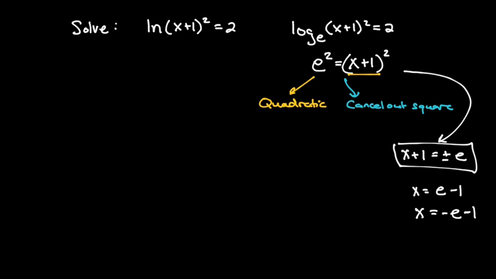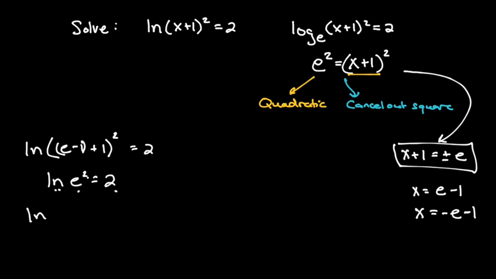So, seems like that would work. As a matter of fact, I could go ahead and check it if I put it in. So I'd have natural log of e minus 1 plus 1, right? Because this is my x value there. Squared equals 2. So that would just really be natural log of e squared equals 2. And that's a true statement, because what's the exponent on e that made e squared? Well, there's that 2. Similarly, I could check my other one.